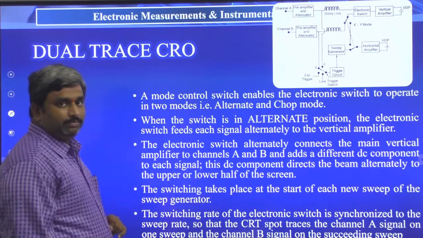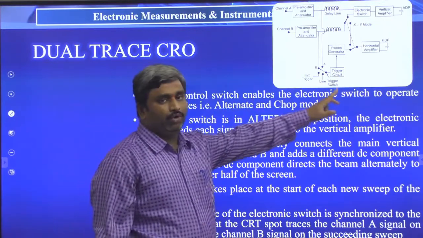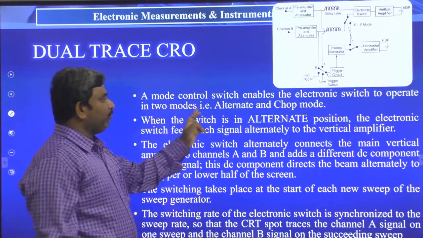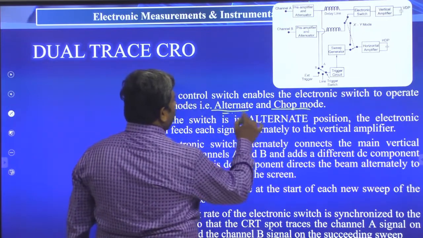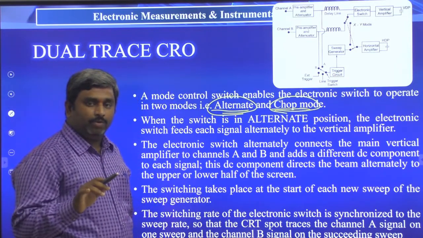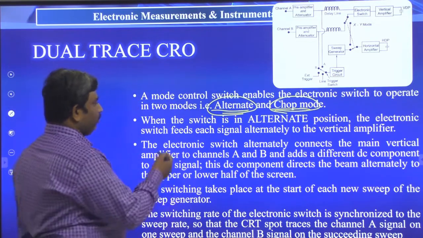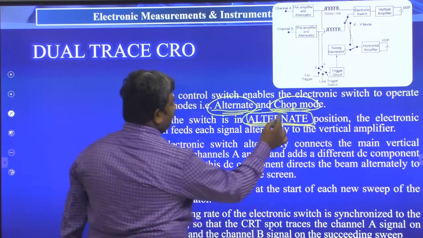Next, a mode control switch enables the electronic switch to operate in two modes, that is alternate mode and chop mode. Here we have two types of modes. One is alternate mode, the second one is chop mode. First we will see the alternate mode.